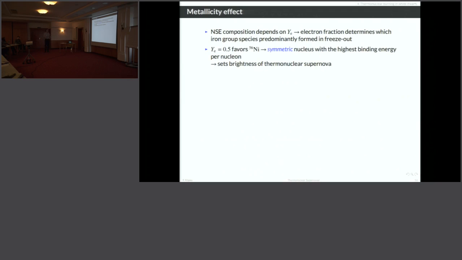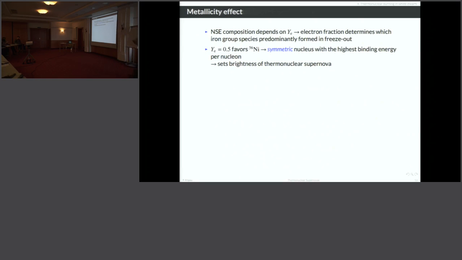And if we have symmetric material, if we have YE being 1/2, the same number of neutrons and protons in the nuclei, so that means that we have 1 electron per 2 nucleons, and YE is 1/2, then the production of nickel-56 is favored. And this is because nickel-56 is the iron group nucleus with the highest binding energy per nucleon under the constraint of being symmetric, having the same numbers of neutrons and protons.